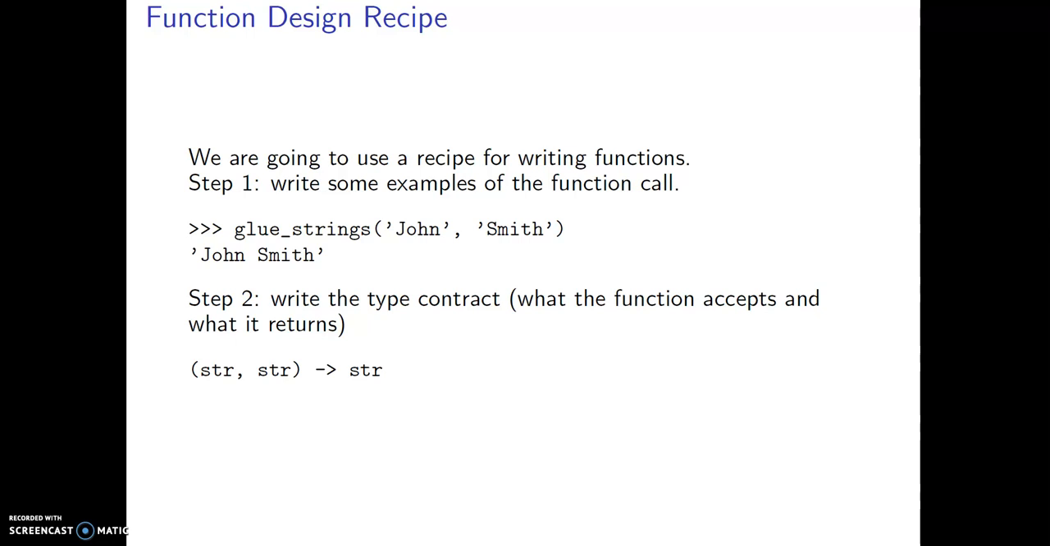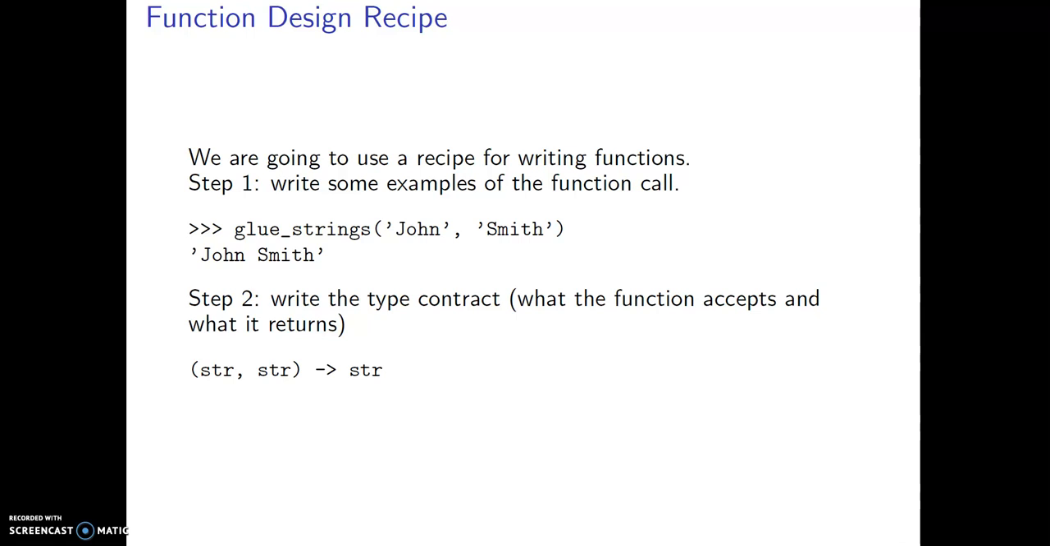We're going to think of this as a set of steps here. Step 1 is write some examples of your function call. So if you want to glue two separated character strings together, you could write a function glue underscore strings and combine, say, a first name and a last name and make it a full name.